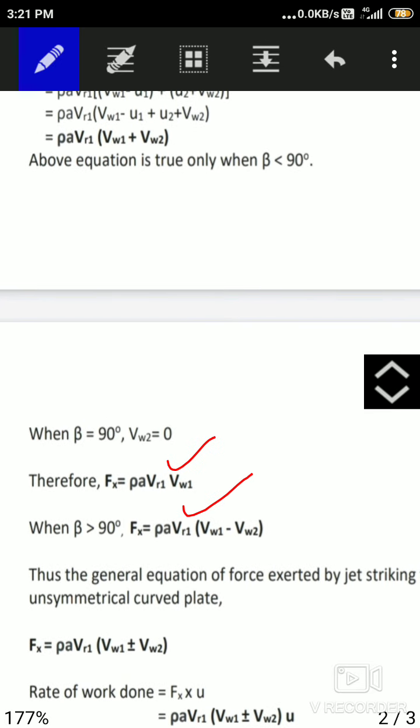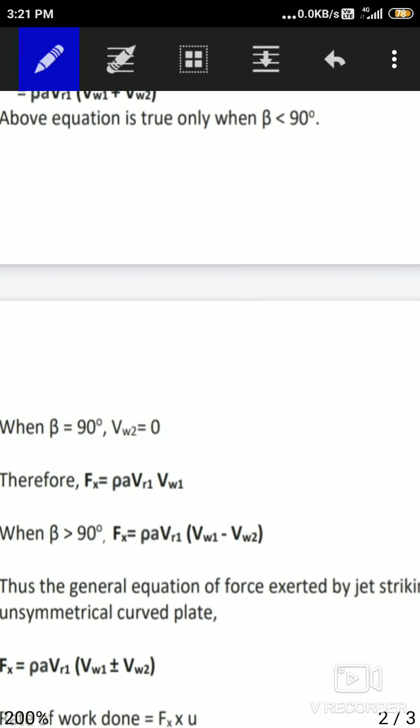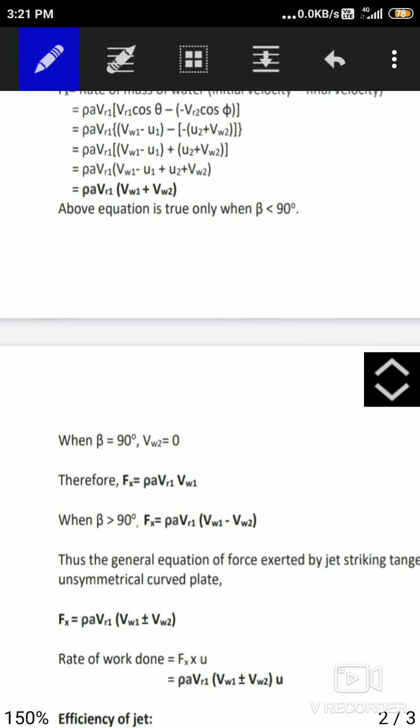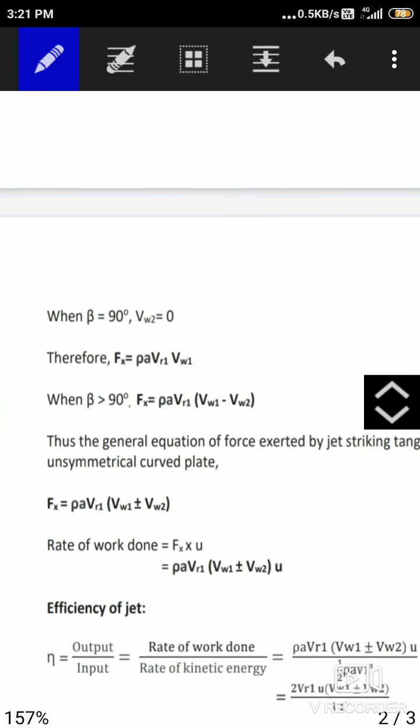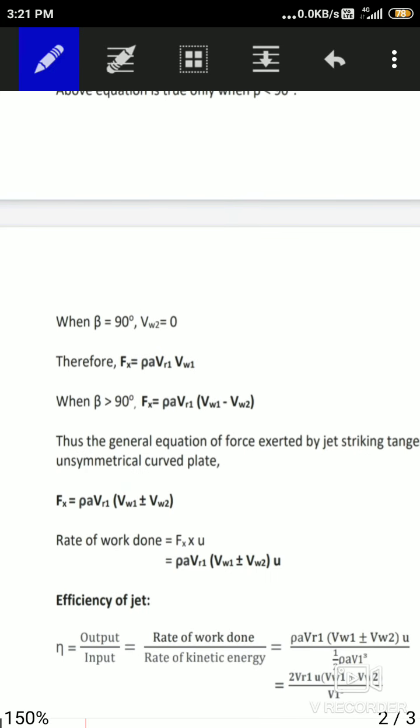I'll give you an assignment to show how this expression is found. That means you have to derive Fx for the condition when beta is greater than 90 degrees. This is an assignment for you. You have to do it and show me. Thus the general equation of Fx will be rho A VR1 whole into VW1 plus or minus VW2.